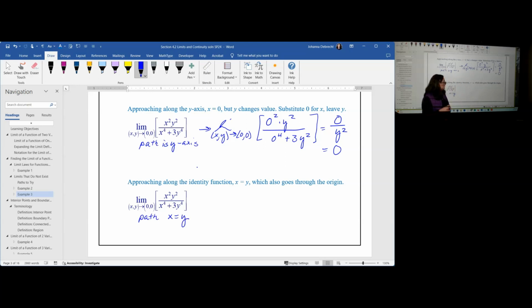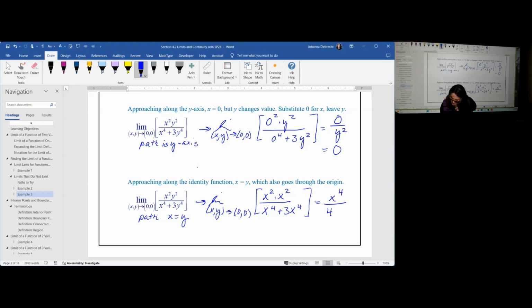If you use the path x equal y, then you're going to substitute y in place of x or x in place of y. It doesn't matter which one, just get it written in terms of one variable. So this is going to lead to the following limit, where we are going to replace the y values with x. So I have x squared times x squared, since both x and y are equal, divided by x to the 4th plus 3x to the 4th. Now in the numerator, this is going to give me x to the 4th, and in the denominator, this gives me 4x to the 4th. But the x to the 4th cancel, and that leaves me with the value of 1/4 for the limit along this path. This path does not match the limiting value of the previous two paths. And this means the limit does not exist.